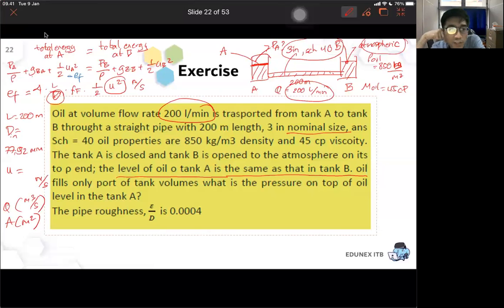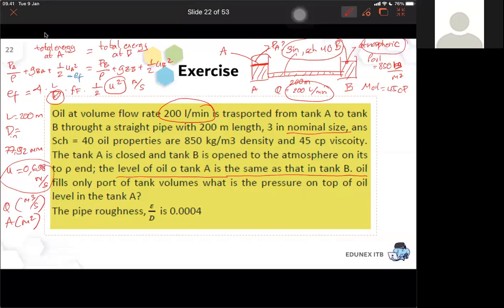Do you have the answer for the velocity? Yes, sir. Okay, Hal, you can go first. I got 0.698. 0.698. How about the others? Is the answer the same? Yeah, got the same, sir. Okay, now you have the value for the velocity.